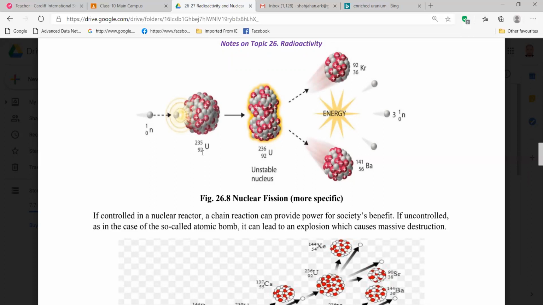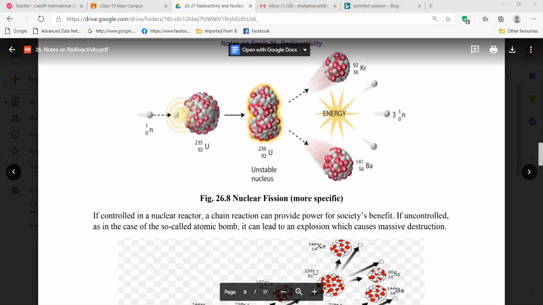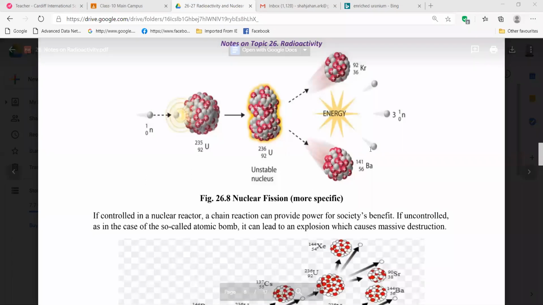Is it clear? Yes, sir. 1 and 235 make 236. Now this 236 is divided into three parts. One we got 92, another one we got 141, another one we got 3. So here we have 3 neutrons.